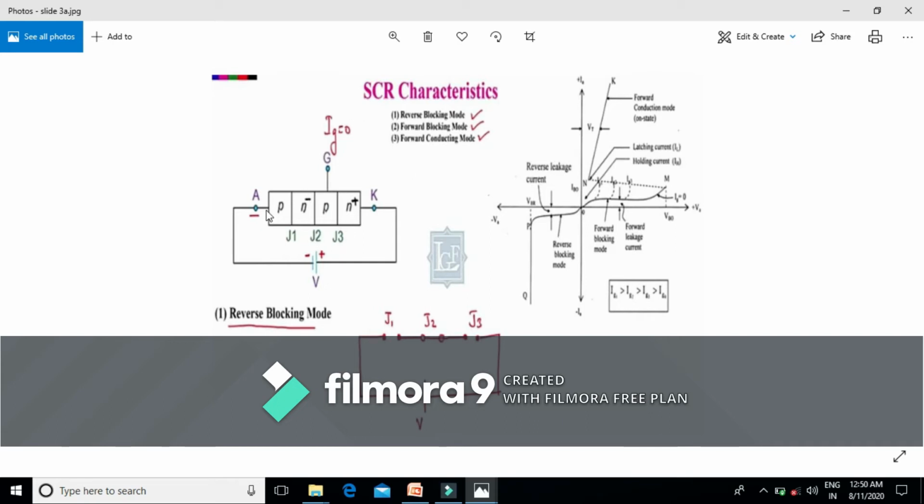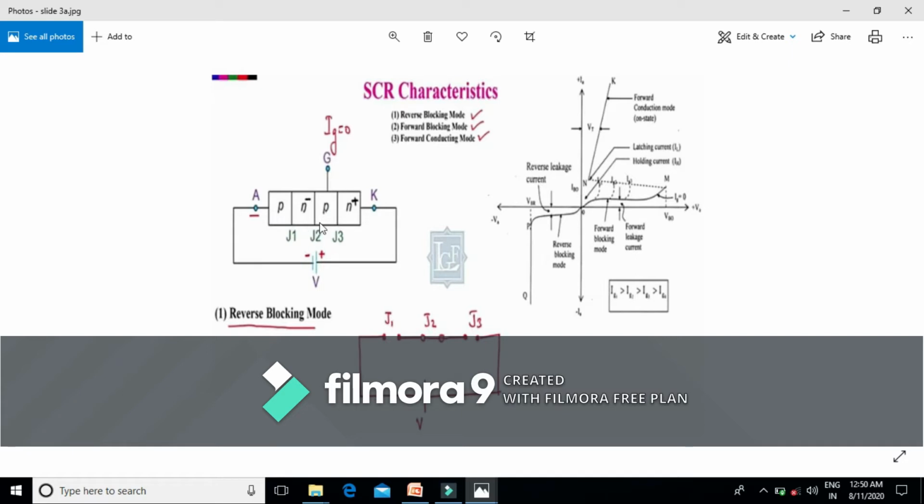Now, since it's a three-layer device, we have three junctions: junction J1, junction J2, and junction J3. When a reverse voltage is applied, across the junction J1, we have two layers, that is P and N negative. This P is connected to negative, and this N negative is connected to the positive. That means this junction J1 is reverse biased.